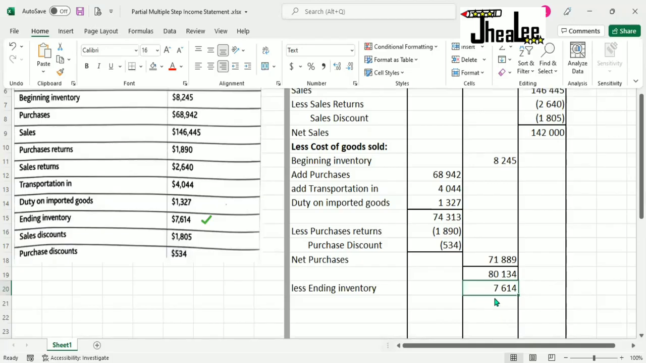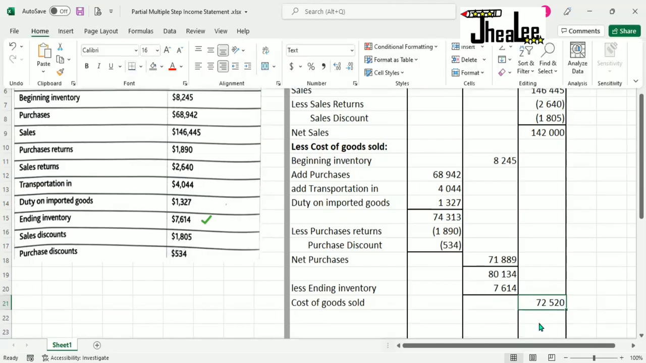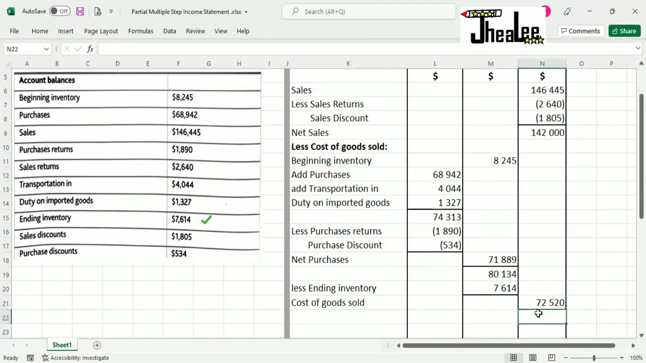And we are going to do our calculation now. So that is $80,134 minus $7,614. And that leaves us with a cost of goods sold of $72,520. Now, once you have that, now you're able to generate your gross profits. And remember, we are subtracting the cost of goods sold. So we're going to subtract this $72,520 from the net sales of $142,000.